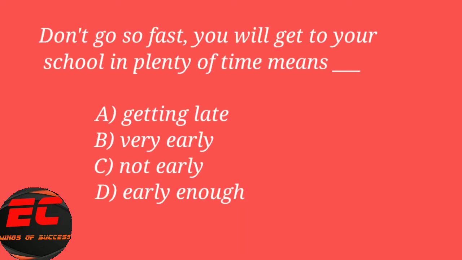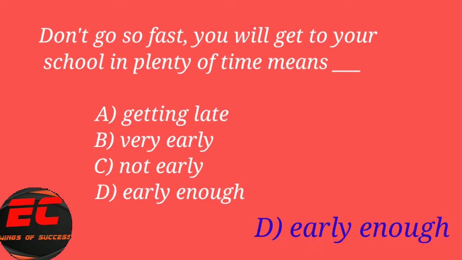Next, don't go so fast. You will get to your school in plenty of time means option A, getting late, option B, very early, option C, not early, option D, early enough. So the correct answer is option D, early enough.